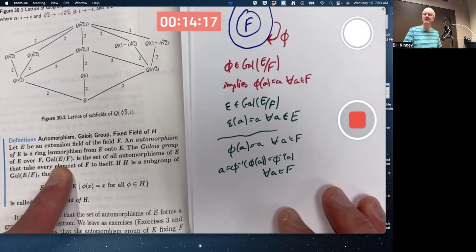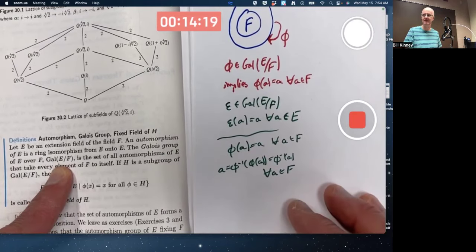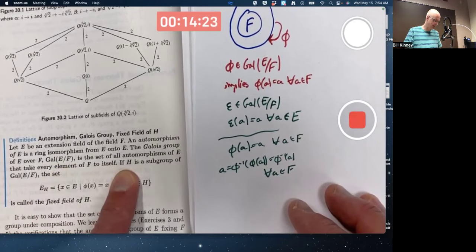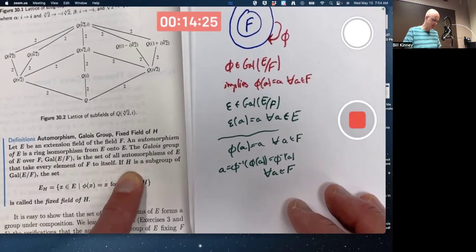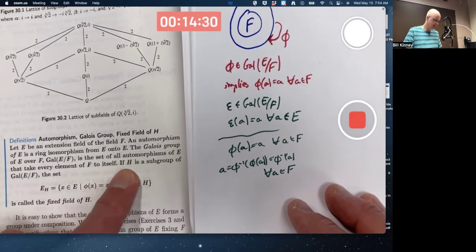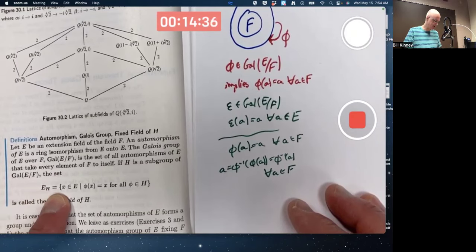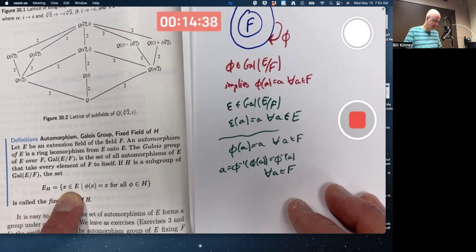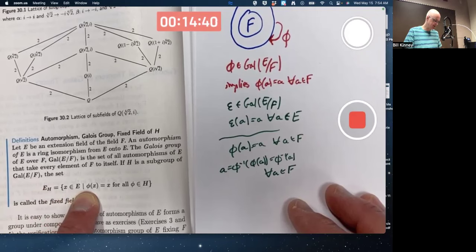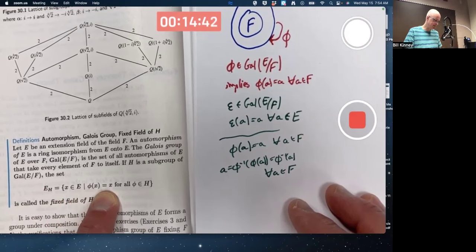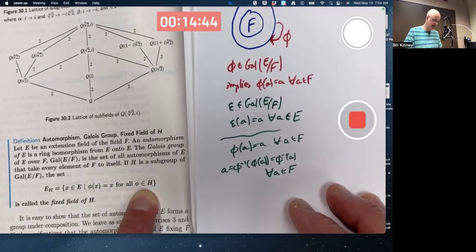It is a group, is the point here. Next sentence. If H is... so this is a separate definition. There's really a couple definitions in this paragraph here. If H is a subgroup of the Galois group of E over F, the set E sub H, what's that? That's the set of everything in E such that phi of X equals X for all phi in H.